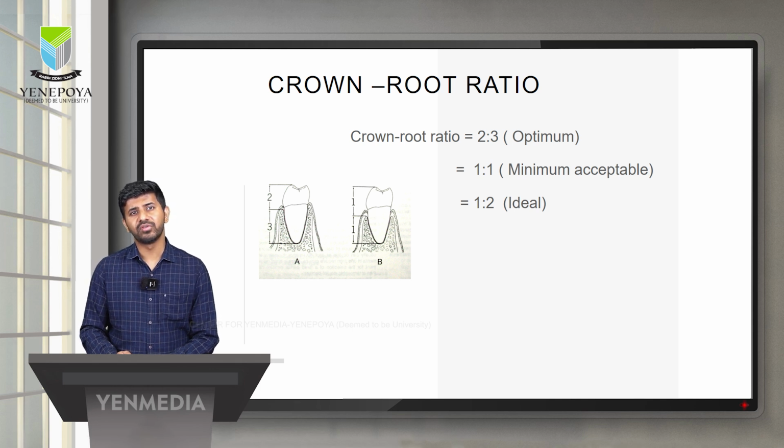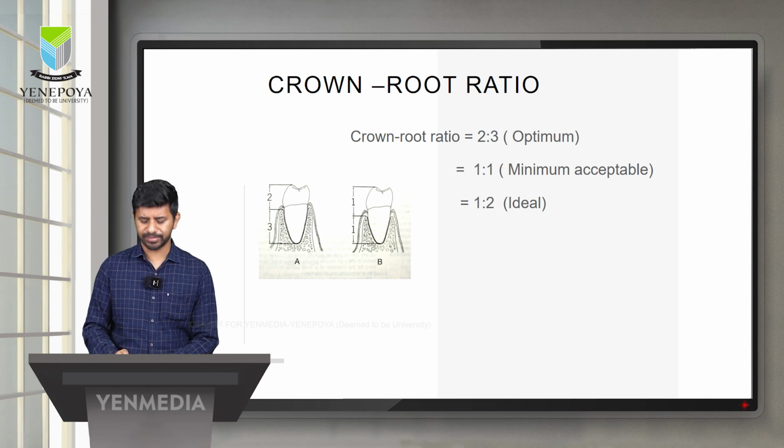Sometimes there could be some sort of recession, so the amount of crown to root length would be 1:1, which is acceptable, but the ideal thing would be 1:2. That is 1 portion of the crown up to the crest of the bone and 2 portions of the root from the crest of the bone to the tip of the root.